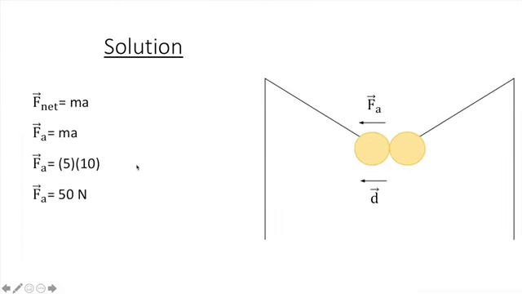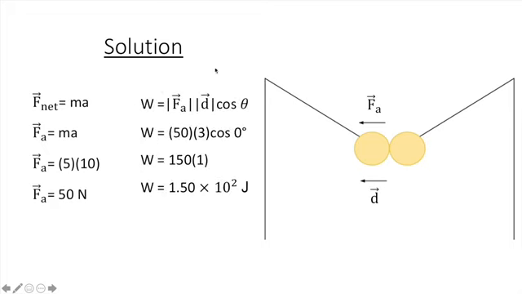Now we can use our F net equals ma equation to solve for Fa. Then we can sub all of that into our formula for work to find that 1.50 times 10 to the power of 2 joules of work was done by Fa. And the number is positive, so that means that energy was actually added to our bob during this collision.